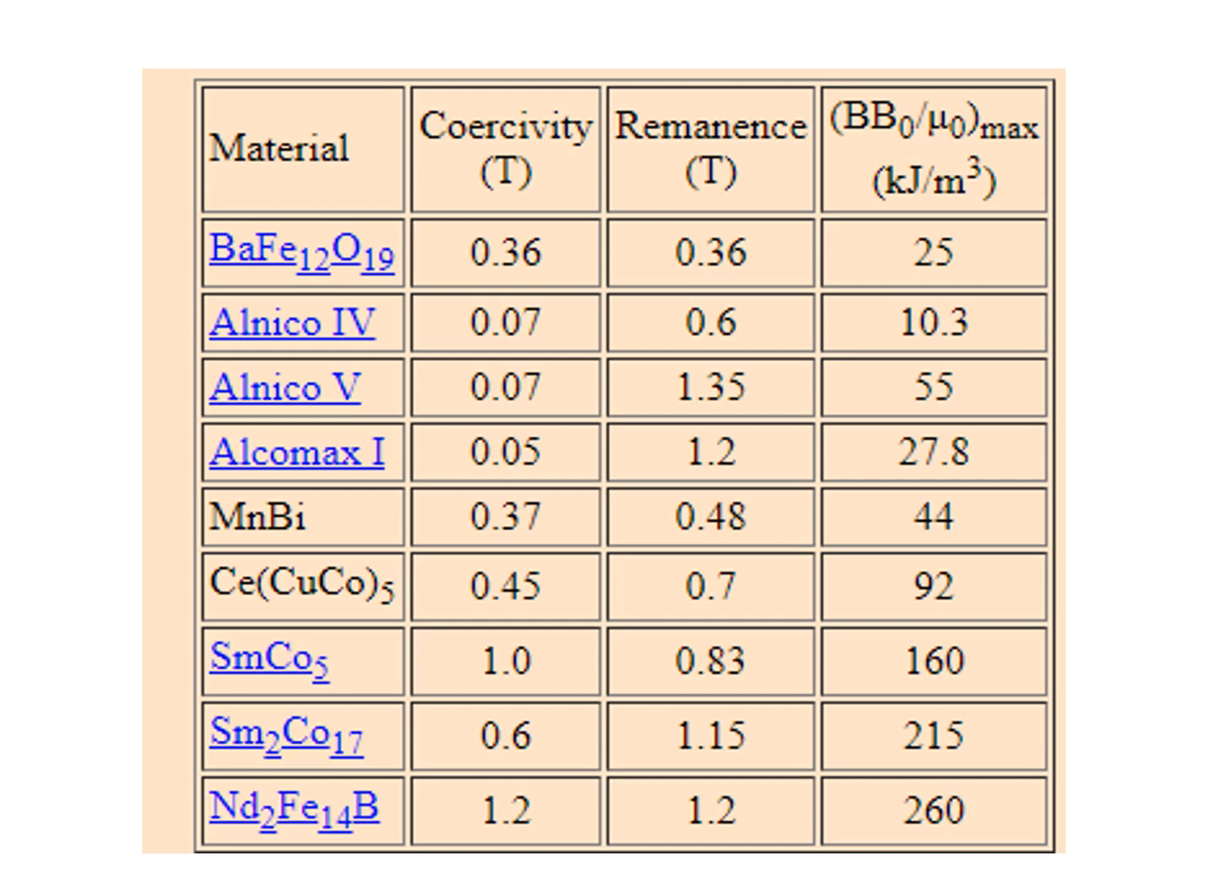Here are some materials. Their coercivity, remanence, and the other factor, B naught over mu naught maximum, have been described. We can see for the first material, their coercivity and remanence are the same. Similarly, for Alnico, the values are very close to each other. For Alnico 5, the values are not in a similar range. And for the last materials, the values of both of these factors are equal.